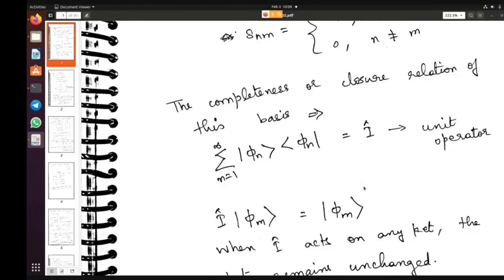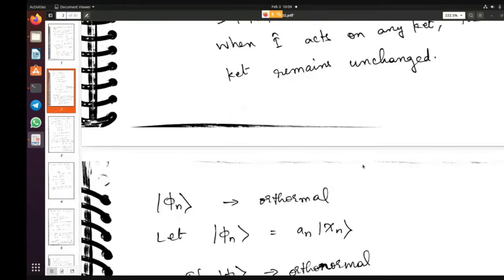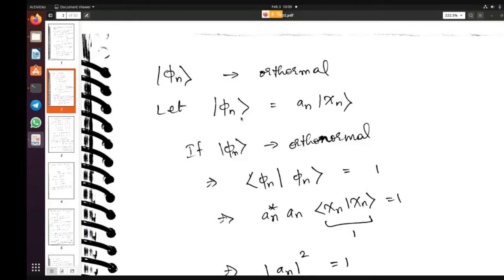Okay. And we already know that if you apply the identity operator on a state vector, then nothing changes, right? Because it's like multiplying something with 1. So nothing changes. Okay. So in principle, you can multiply this operator, this whole thing with phi n, and still you will get the same thing, right? So that's what we will do now.